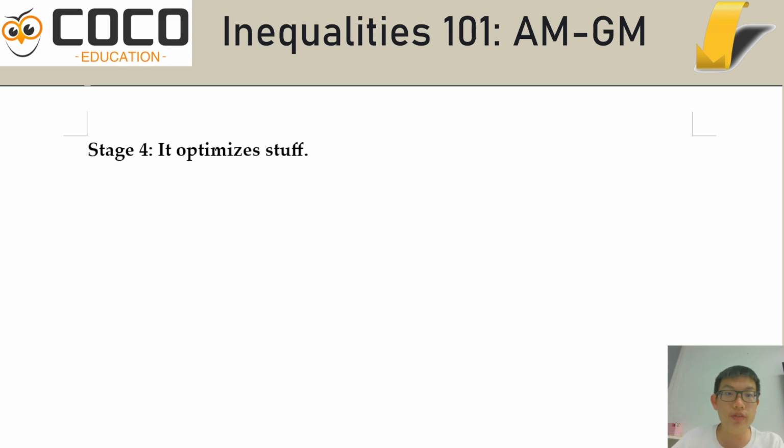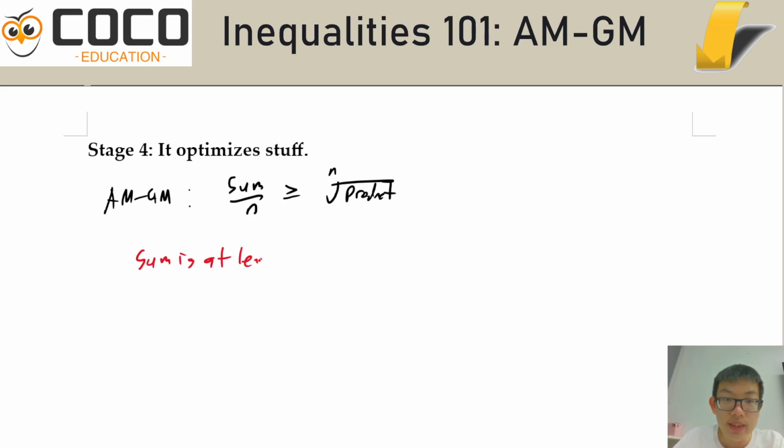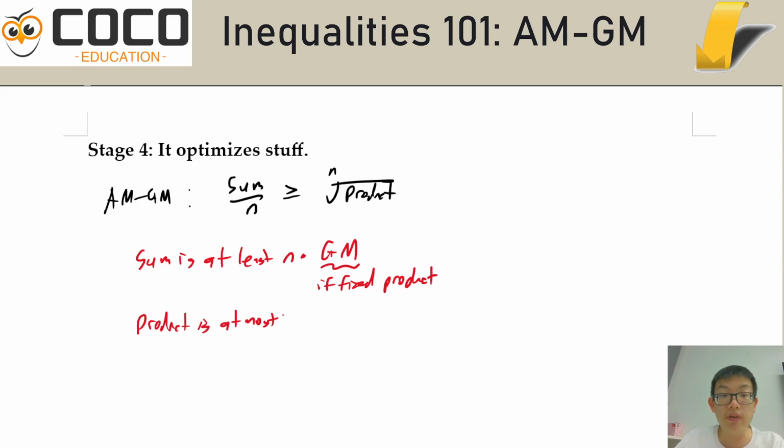How does it optimize stuff? Well, AM-GM is sum over n is greater than or equal to the nth root of the product. So it tells you two things in words. It tells you the sum is at least n times the geometric mean if this is fixed. Meaning, if there's a fixed product, the geometric mean is actually a number. The product is at most the arithmetic mean to the power of n if there's a fixed sum.